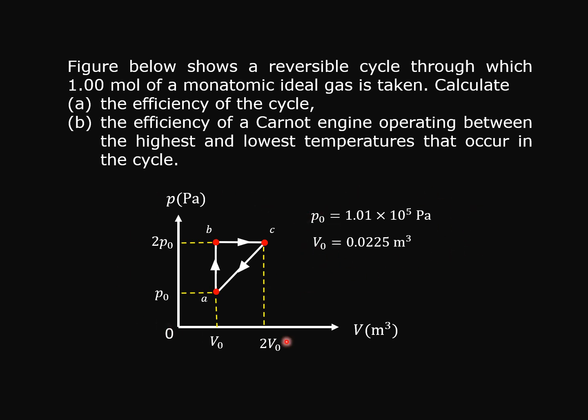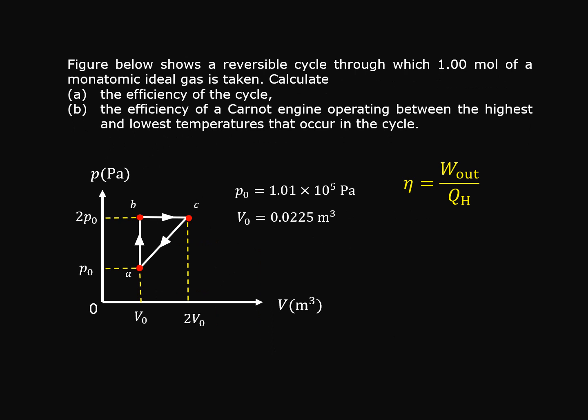Now in this diagram, three states are labeled: state A, state B, state C. To find the efficiency of the cycle from A to B, from B to C, and then back to A, we use this formula: eta equals output work divided by QH, where QH is the heat absorbed by the gas. Output work is the work done by the gas. Eta is the efficiency of the cycle.